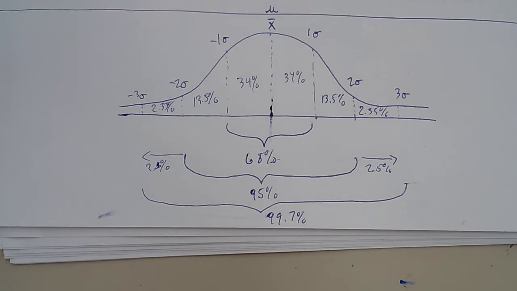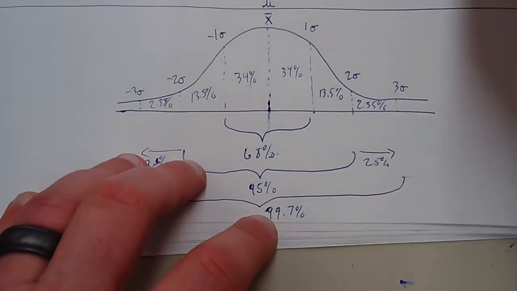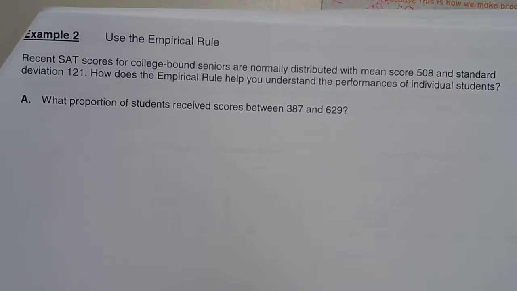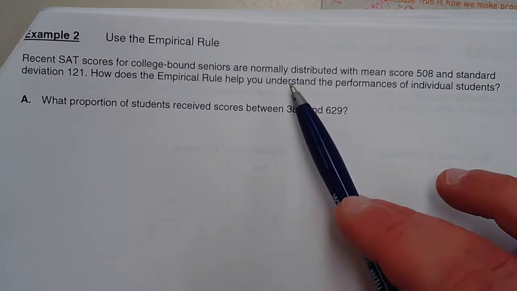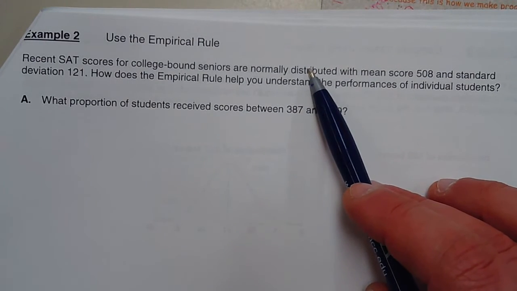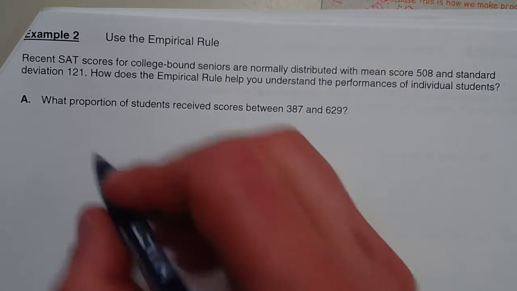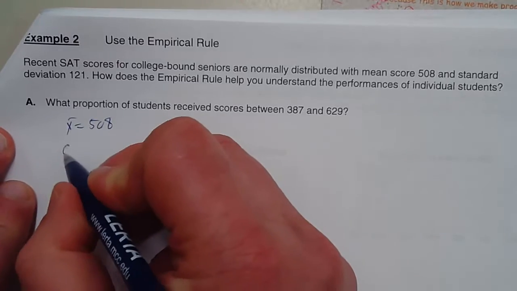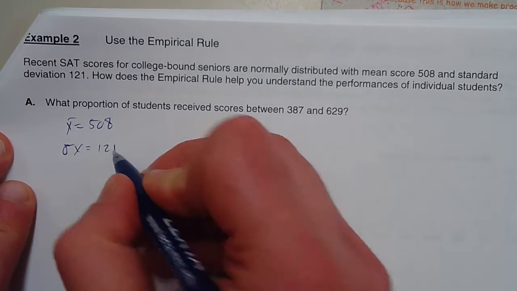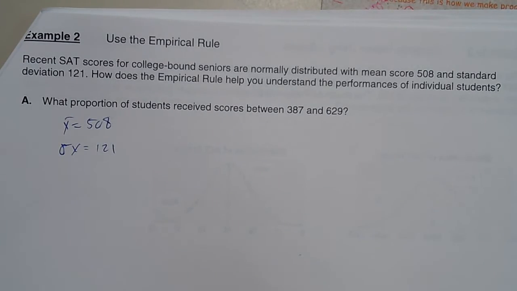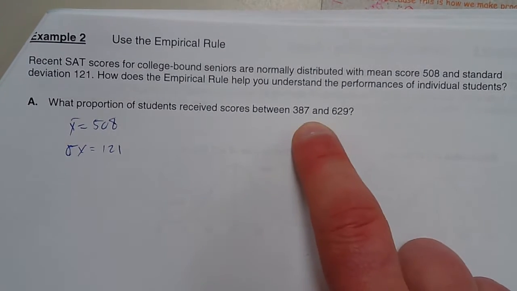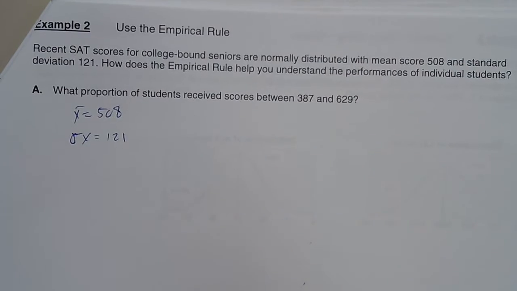Okay. So that was one example with some Scottish dudes' chest measurements. There's another one on this page about SAT scores, which is kind of cool. It says, recent SAT scores for college-bound seniors are normally distributed. That's telling us, hey, we can use our empirical rule. The mean is 508 and standard deviation 121. Cool. How does the empirical rule help you understand performance of individual students? So what proportion of students are between these two scores? Again, you might look at that and go, that seems like some really random scores.